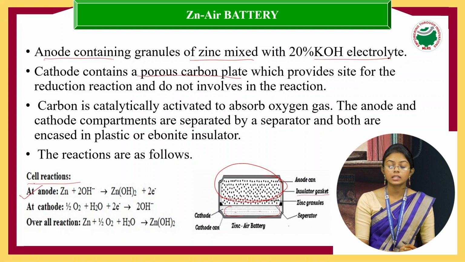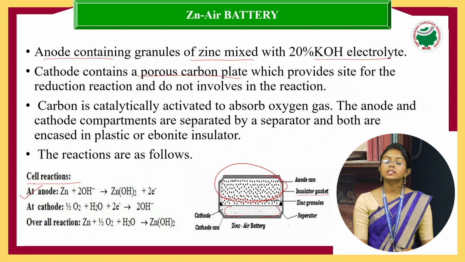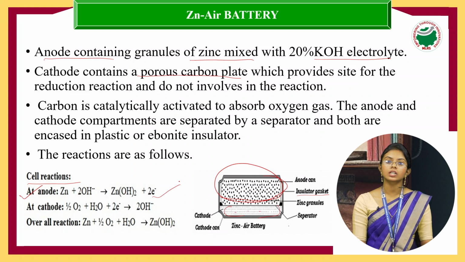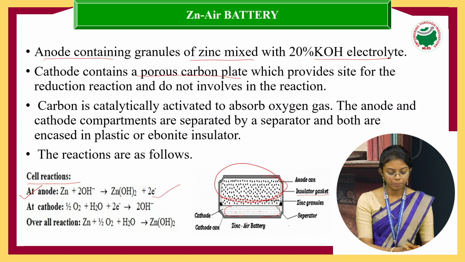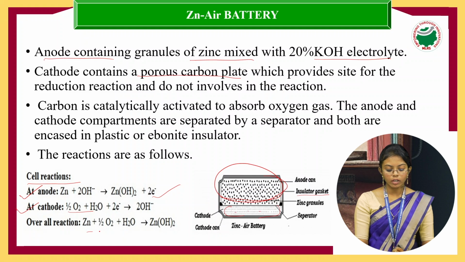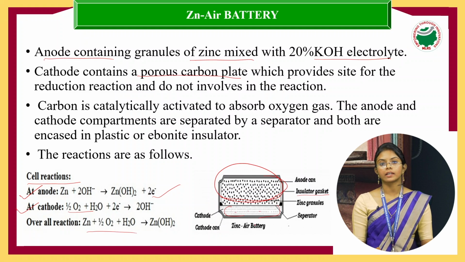Next, coming to the cell reactions, as follows. At the anode we see the oxidation reaction. At the anode zinc is there and zinc undergoes the oxidation reaction, liberating two electrons which are consumed by the cathode. At the cathode we have oxygen, which undergoes the reduction reaction. In the overall reaction, it produces zinc hydroxide as a product. This is the construction and working of the zinc air battery.